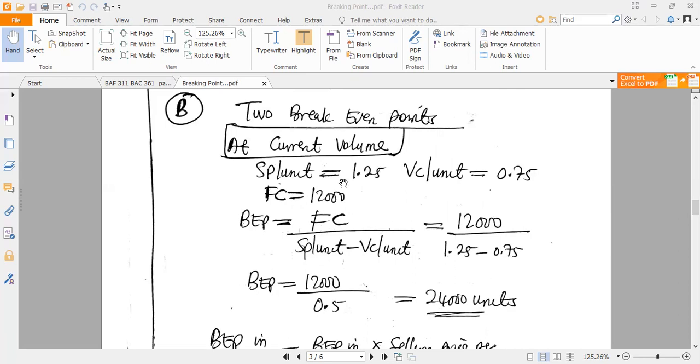Okay, so at the current volume, we are finding the break-even point at the current volume. The selling price is 1.25. The variable cost per unit is 0.75. What I'm trying to say is that the 50,000 units that we were using initially, they did not find it by using the break-even point. They just estimated how much they were able to produce at that time.